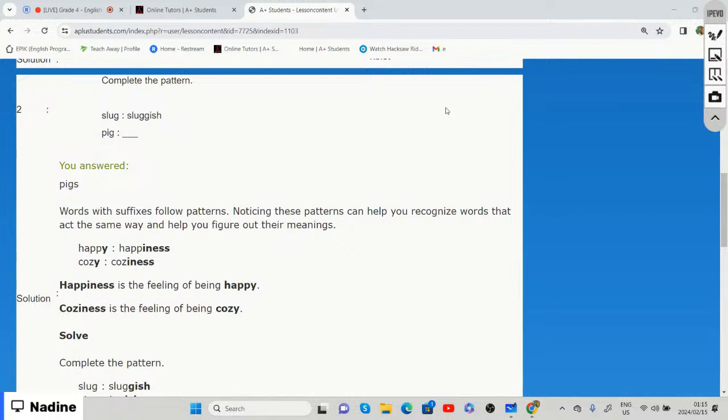So for the one who came late, we are doing word patterns, grade 4. So firstly, before we go on to piggish and sluggish, a piglet is a small pig. So remember, we need to also try and get the meaning of a specific word before we end it off.